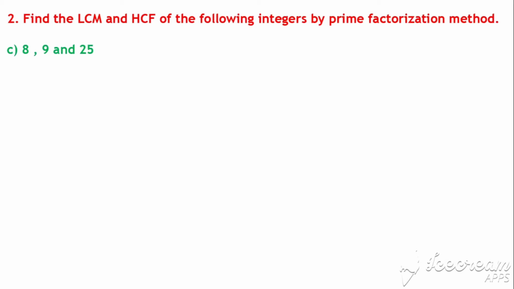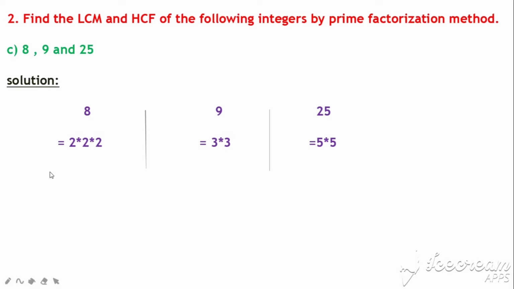Now coming to the third question. The question is 8, 9 and 25. We need to find the LCM and HCF of these integers using the prime factorization method. Now for each of 8, 9 and 25, first you need to write the product of primes. For 8 it is 2 into 2 into 2. For 9 it is 3 into 3. For 25 it is 5 into 5. So these can be written as 2 cube, 3 square and 5 square. Now the HCF.